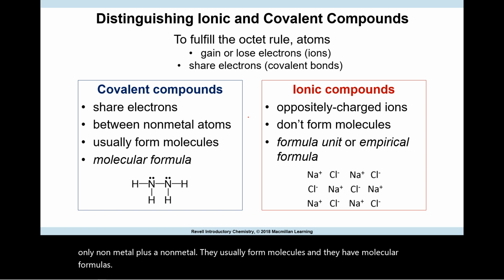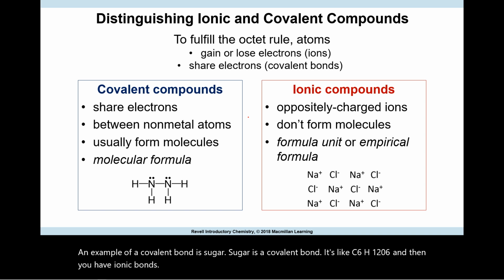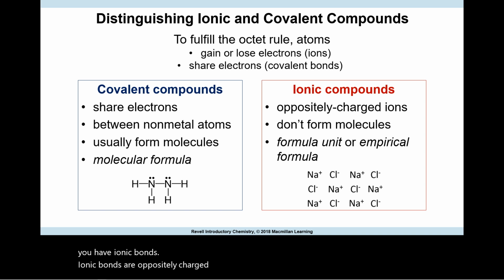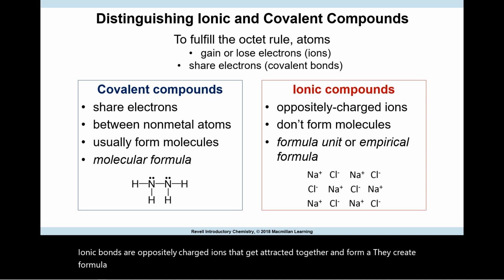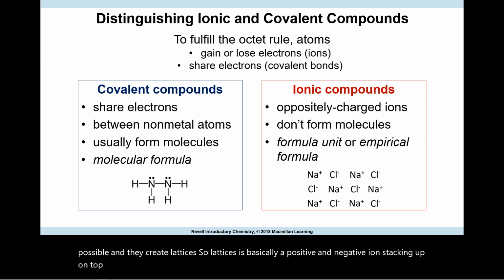An example of a covalent compound is sugar. Sugar is covalent, with the formula C6H12O6. And then you have ionic bonds. Ionic bonds are oppositely charged ions that get attracted together. They create formula units, and we represent them using empirical formulas, which is the lowest ratio possible, and they create lattices. A lattice is basically positive and negative ions stacking up on top of each other.